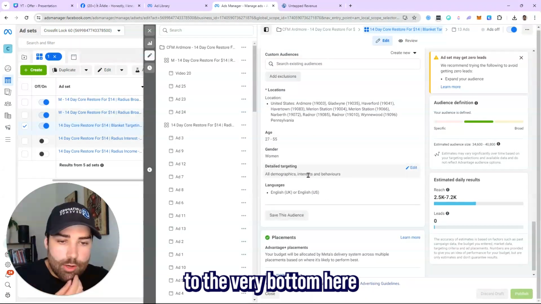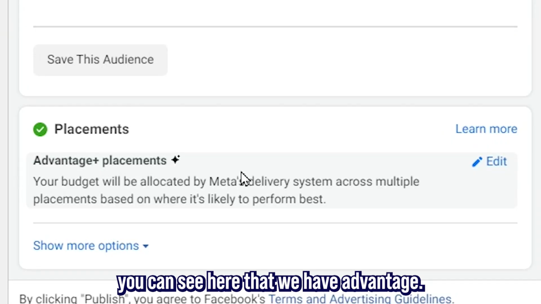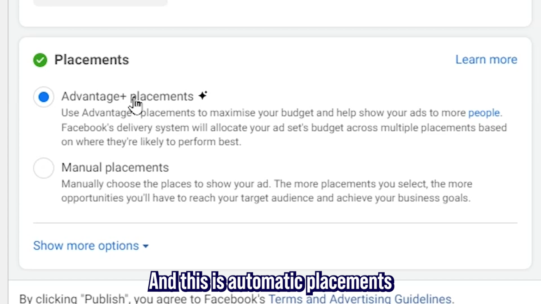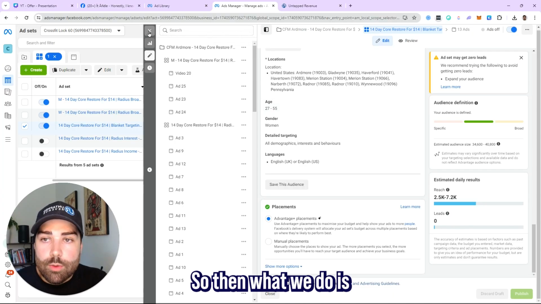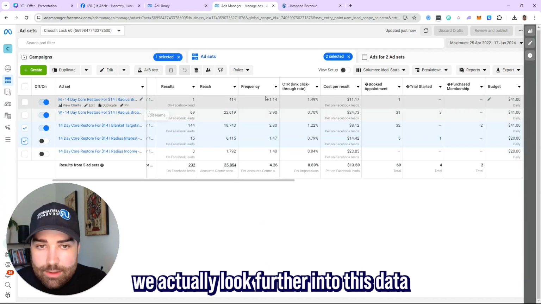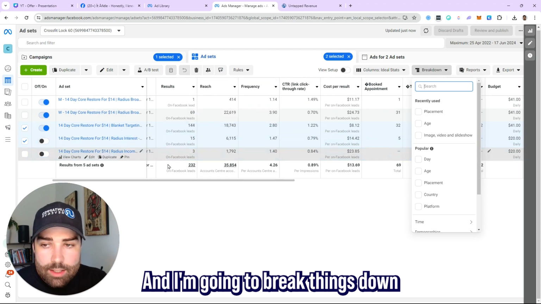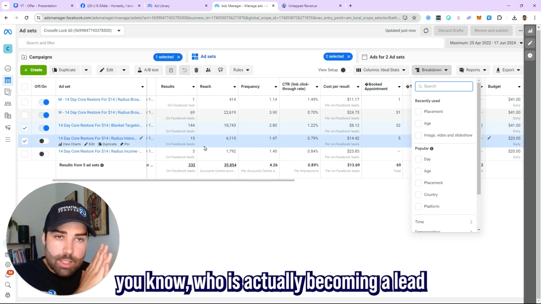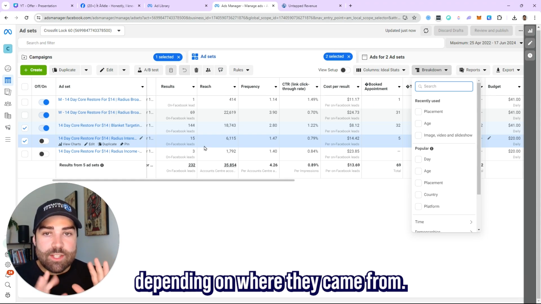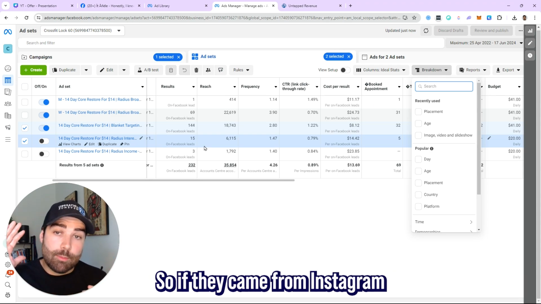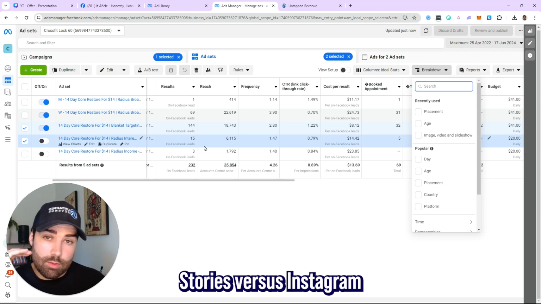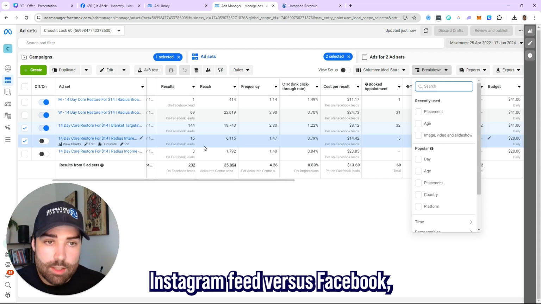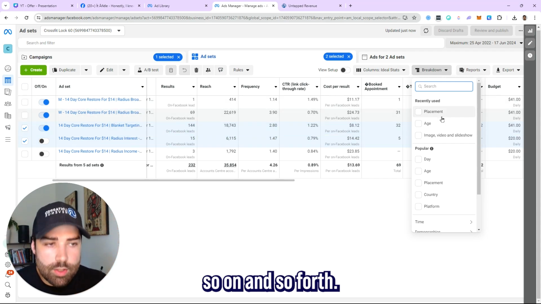Okay. And if I scroll down to the very bottom here, you can see that we have Advantage Plus, and this is automatic placements turned on. So then what we do is we look further into this data. I'm going to break things down and look at the reporting based on who is actually becoming a lead and booking, depending on where they came from. So if they came from Instagram stories versus Instagram reels versus Instagram feed versus Facebook, and so on and so forth.